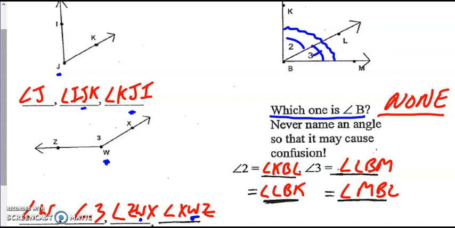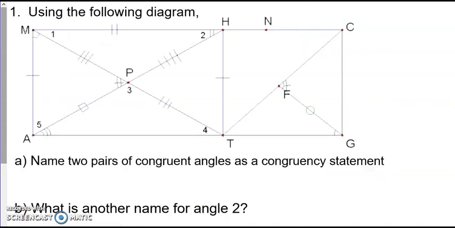Alright, so let's move on here. Using the following diagram, we want to name 2 pairs of congruent angles and use a congruency statement. So this is similar to what we did with segments. We are looking for lines or markings that are exactly the same. So here we have a marking, 2 squiggles with a line through it, so those 2 angles are congruent.